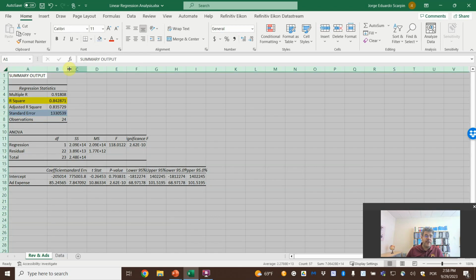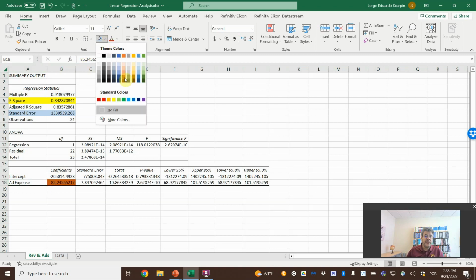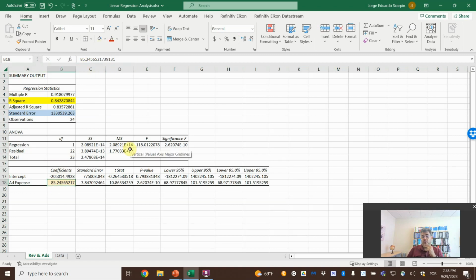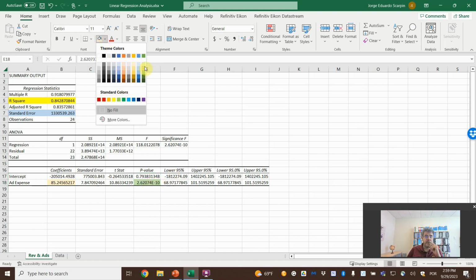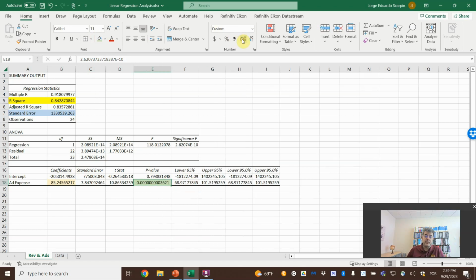And for our variable, so let me explain it. Ad expense, the coefficient is the number that we will go on our equation. And the p-value, forget about the p-value of the intercept. It is only calculated, but has no meaning. Here, that is our green. E minus 10, so a very, very low number. See how small this number is. So less than 5%, so we are good.